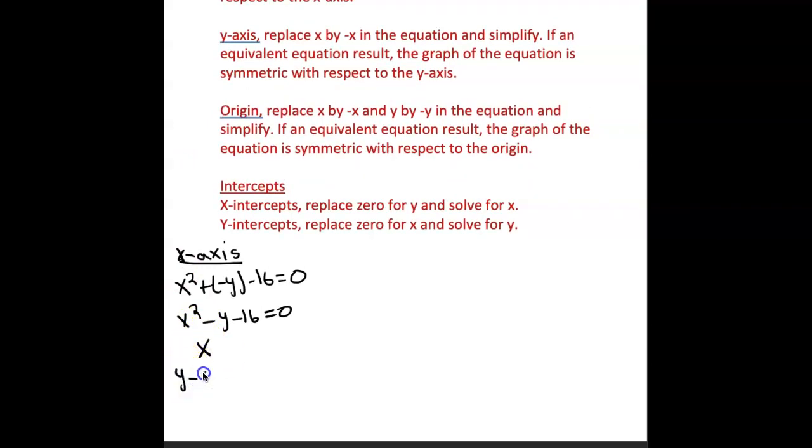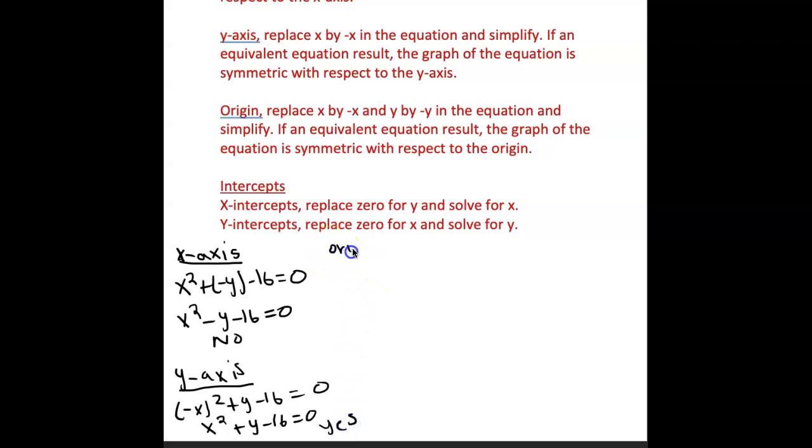Then I'm going to look for the y-axis symmetry, and I'm going to replace x with -x. -x squared gives you x squared. This is equivalent to the original, so yes, you do have it. Maybe I should use yes and no, because that x just looked confusing there. So no and yes.